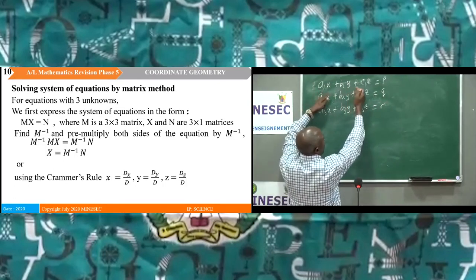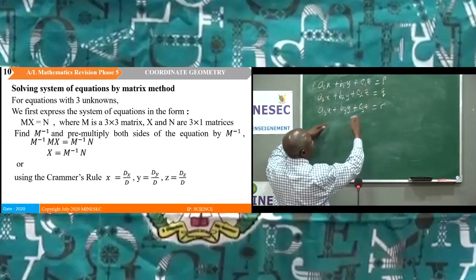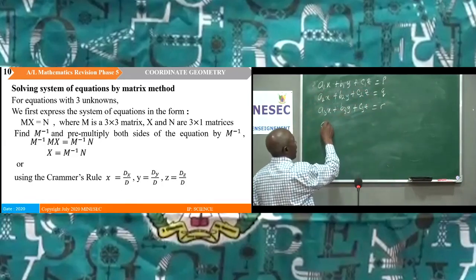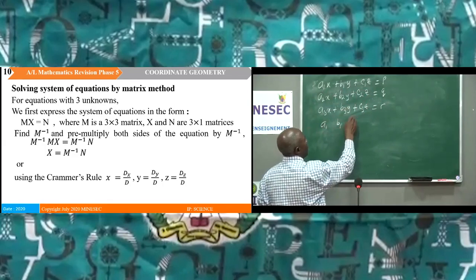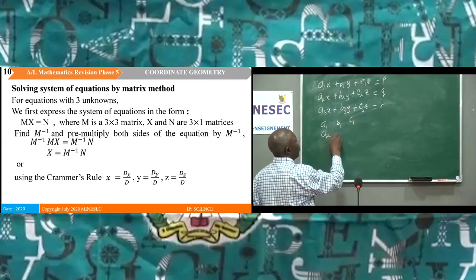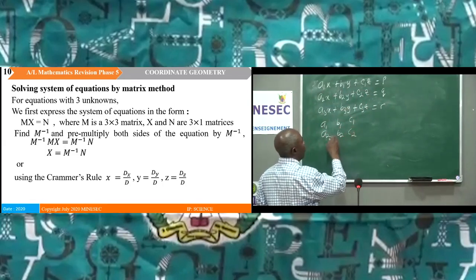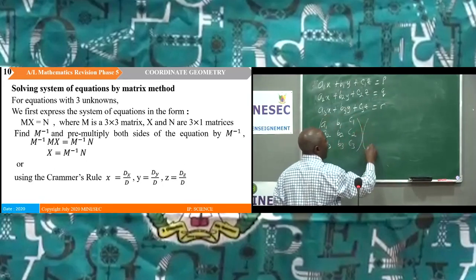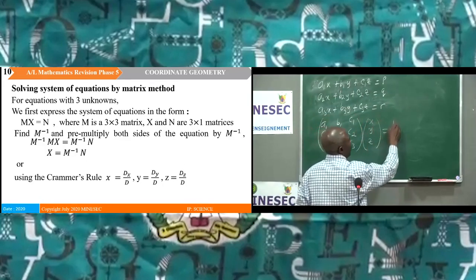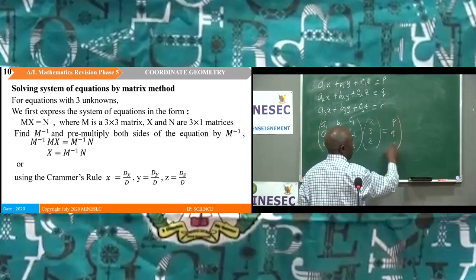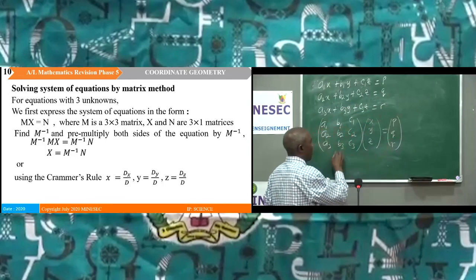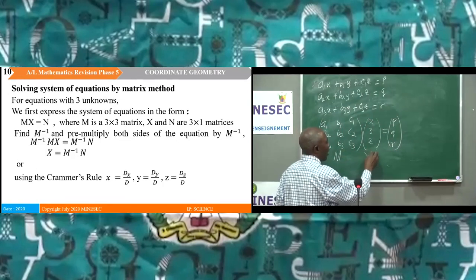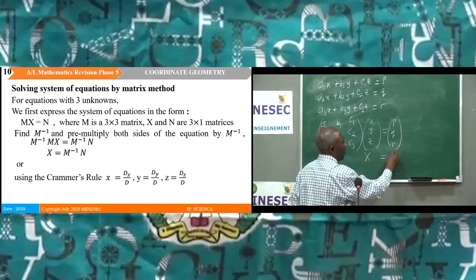copy out the coefficients of x, y, and z, and now we will have it as A1, B1, C1, A2, B2, C2, A3, B3, C3, multiplied by X, Y, Z equal to D1, D2, D3. And we call the matrix M, so we have MX equal to N.